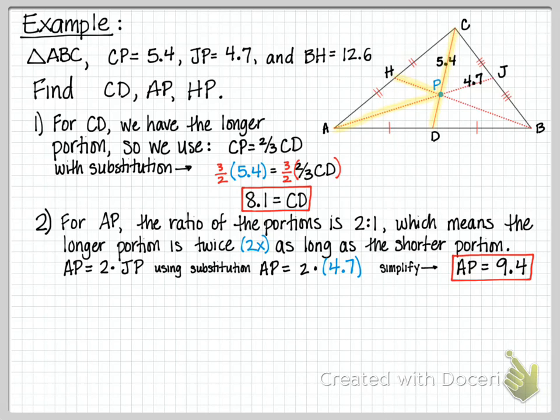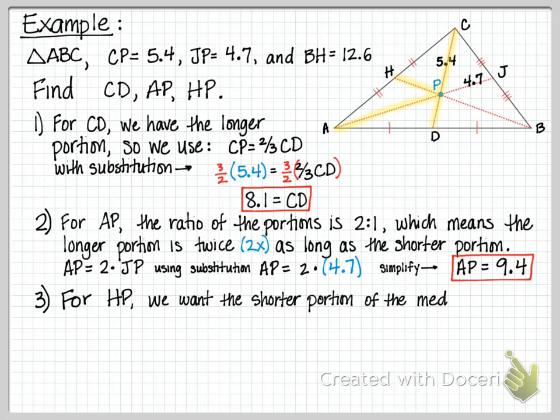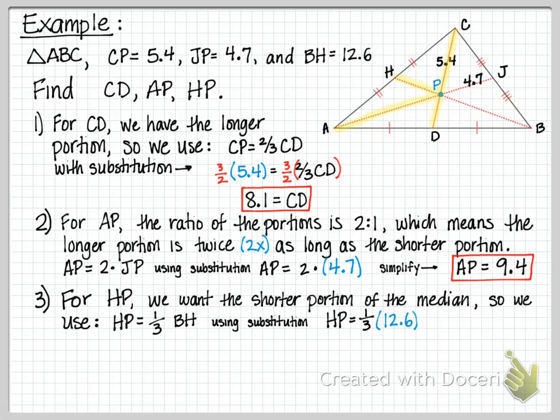And for the last thing we had to calculate in this problem, we're trying to find HP, the shorter portion. So we're going to use the formula that the shorter portion is equal to 1/3 of the entire median. Using substitution with what was given to us, and then using our calculator to simplify, or you could do it with pencil and paper, we get that the length of HP is 4.2. So this is how we use this centroid in calculation problems with triangles.